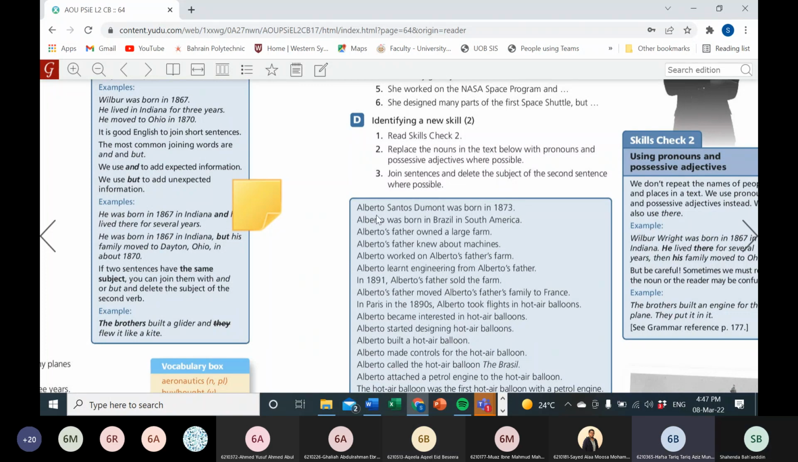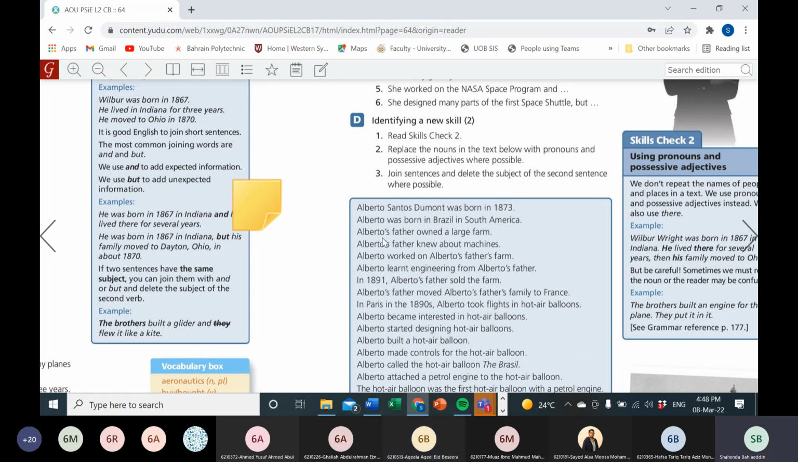Okay. In the first sentence, all of these sentences together can form a paragraph, or they are all about the same person, Alberto Santos Dumont. In the first sentence, I need to keep his name. Alberto Santos Dumont was born in 1873. Fine. Do I have to say Alberto again, was born in Brazil in South America? No, we should put he was.